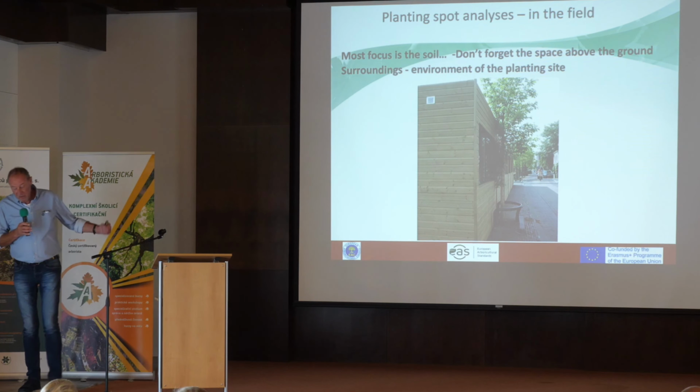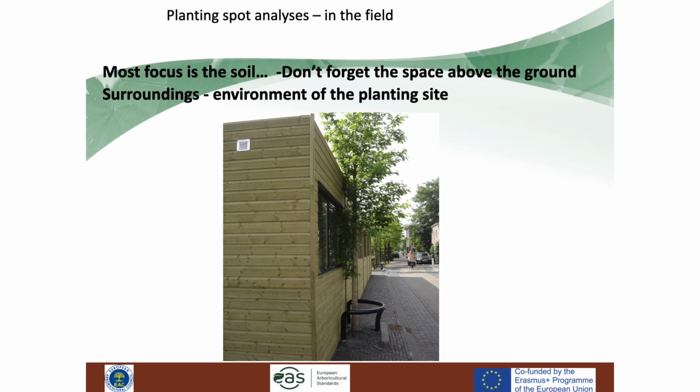This is a situation also, we have a small country in the Netherlands, so we have small spaces. You can see it here. Most focus is on the soil, but don't forget the space above the ground. The surroundings, the environment of the planting site. You see it here, it's just a tree planted, or maybe the tree was there and they built that kind of wooden building there, but there's about 20 centimeters between the stem and the building, so it's not durable. It's very hard to make durable now.